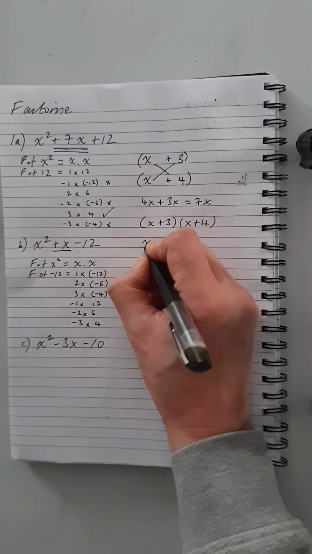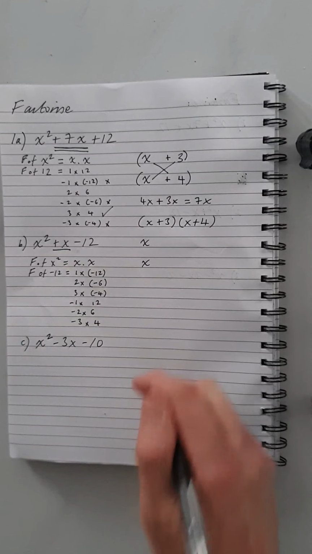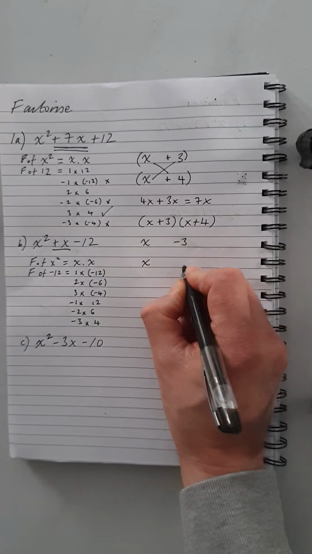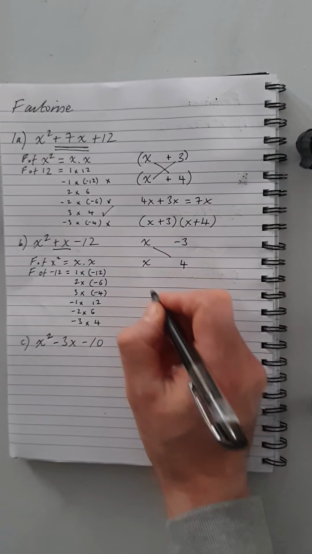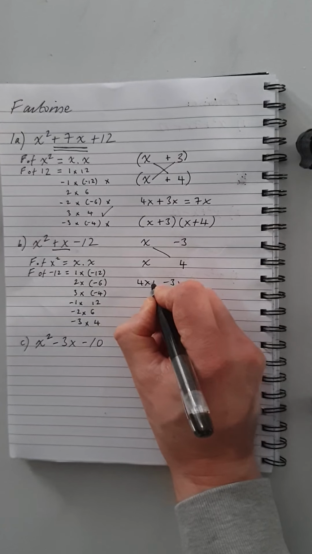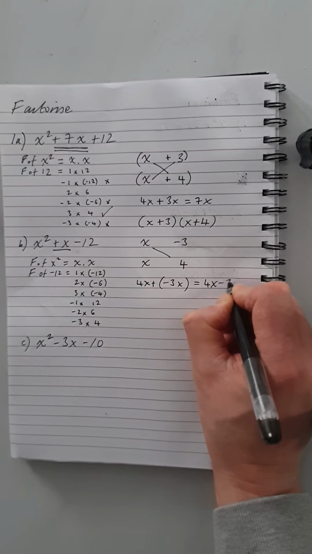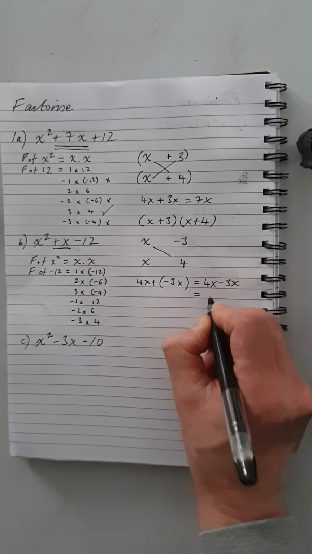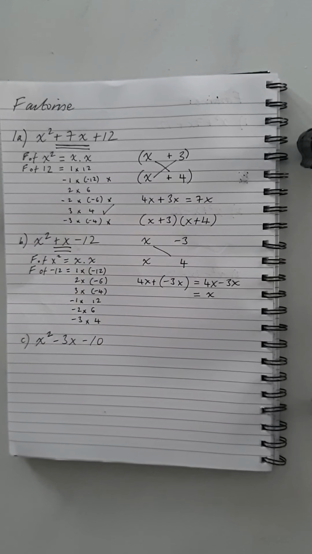So I've got x and x, the things that multiply together to give you x squared on the left-hand side. The factor pair on the right-hand side, the things that multiply together to give you negative 12. Cross multiply, 4 times x is 4x. Cross multiply and add. Okay, so that would be the same as 4x take away 3x, which is just going to give me the x I'm looking for. And again, you can see cross multiplying gives me the positive x I'm looking for.